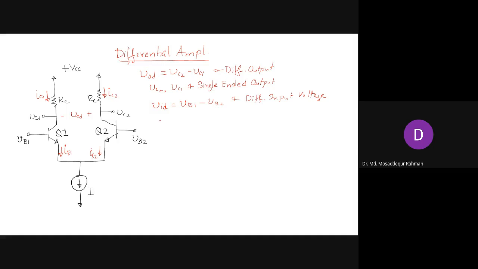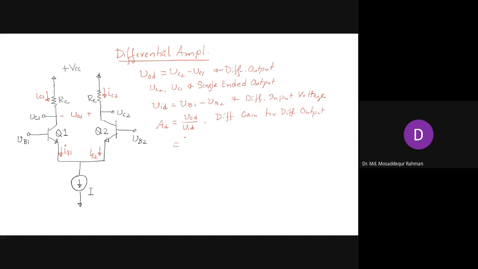And so the gain of this amplifier we can denote as the differential gain, which we can define in different ways. We can also define it like VOD by VID. So that is our differential gain for differential output, right? So output is taken differentially between the two output nodes. So there's a differential gain with differential output.